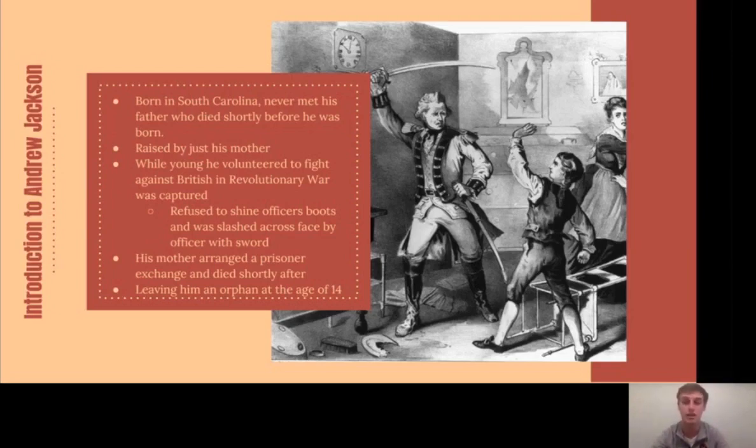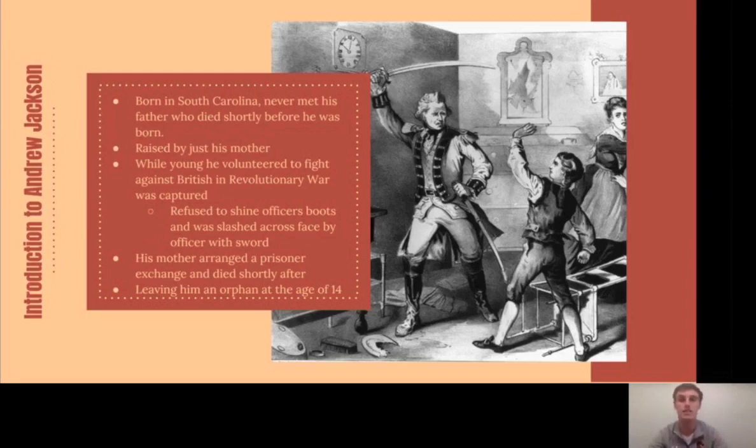A man that every time he is looked at, he bears the scar of him refusing to do what somebody else told him to do. I think that's kind of powerful when we look at the person we're going to learn Andrew Jackson becomes. He is strong-willed from a very young age. So us understanding first that pain, and then second him becoming an orphan at the age of 14, it kind of sets us on a trajectory where we see that Andrew Jackson is going to be a really strong-willed person.